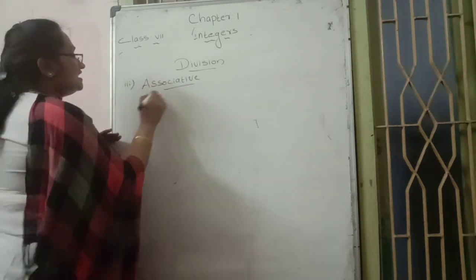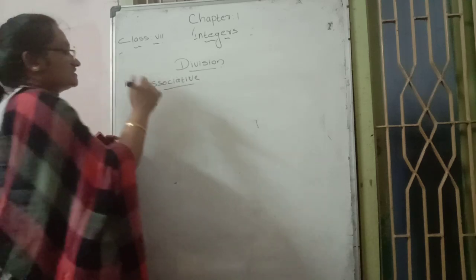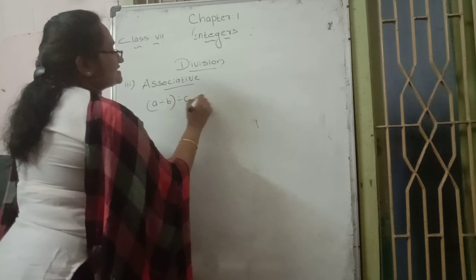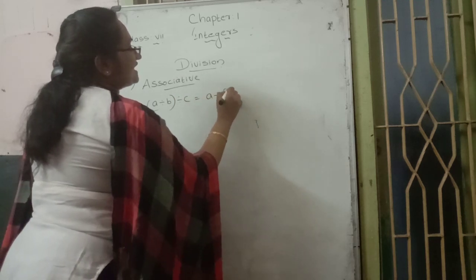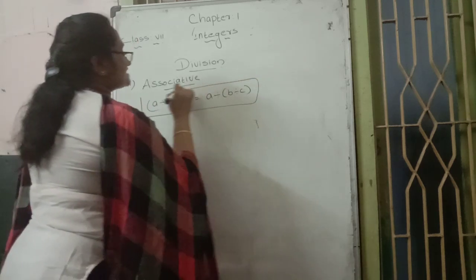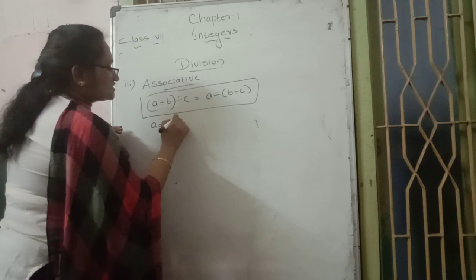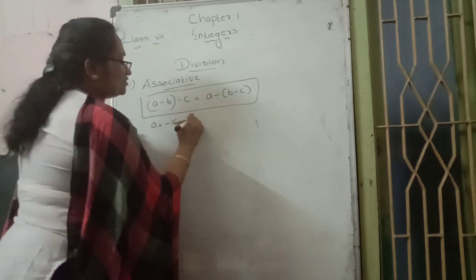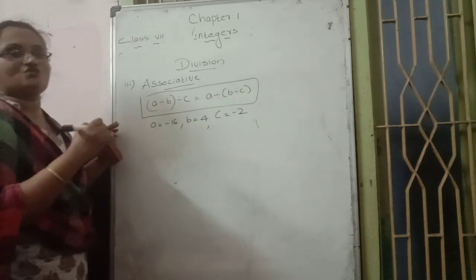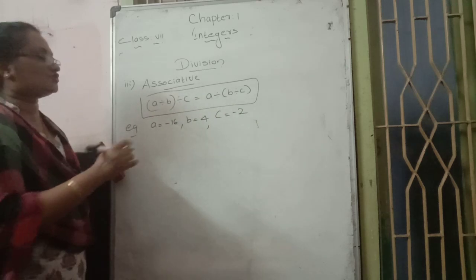Why? See, what is the general form? Here we consider three numbers. (A divided by B) divided by C is equal to A divided by (B divided by C). This is the general form. Is it satisfying or not? Checking. Consider A value as minus 16, B value as 4, and C value as minus 2.